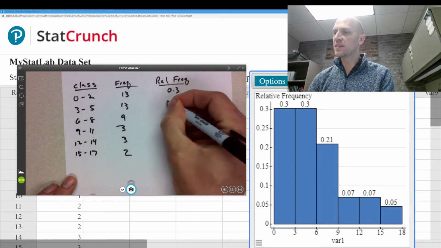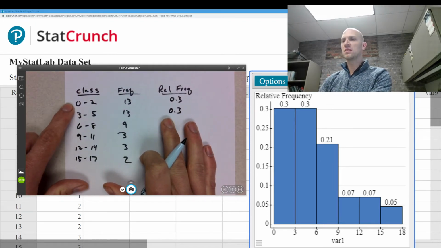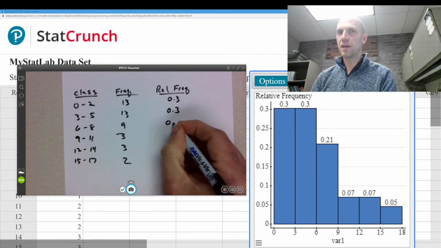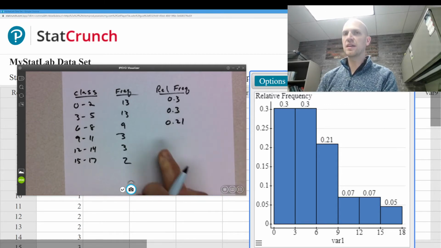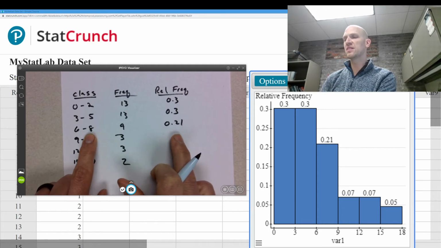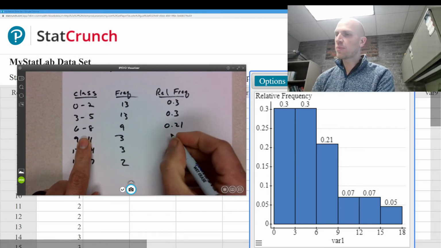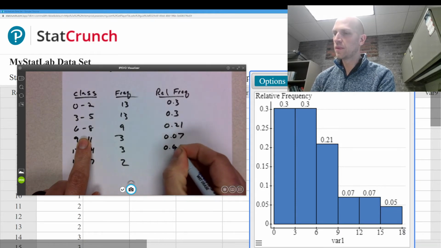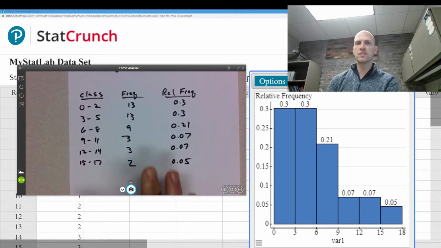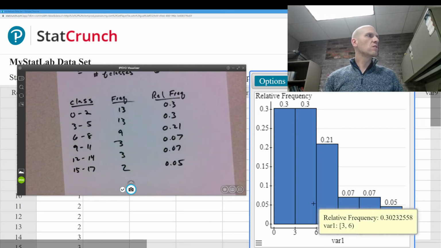So 60% have between 0 and 5 children. That's a pretty good chunk. Maybe even better, we can say over 80% have fewer than 9 kids, between 0 and 8 children. And then the remaining percents. There's my relative frequencies. A lot of times I say percents, but those percents are just in decimals, so that's okay. We should be able to fill those out now.